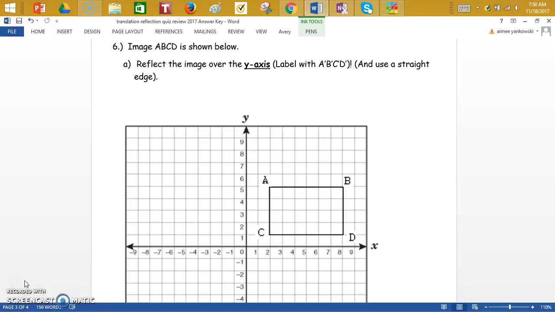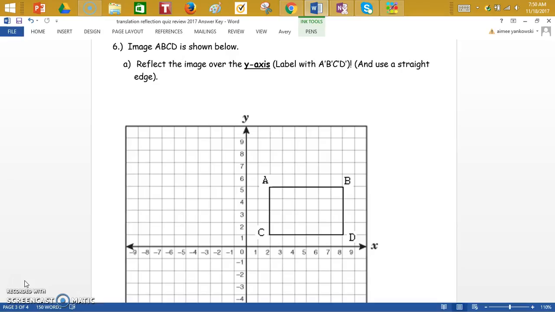All right, 8th graders, this is a continuation of your quiz review for Tuesday. So I'm going to go over number 6 now. It says reflect the image over the y-axis. We have to then label our image with prime notation, A prime, B prime, C prime, D prime. And you have to use a straight edge on your quiz.